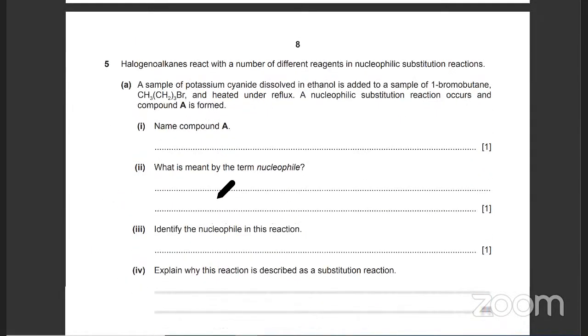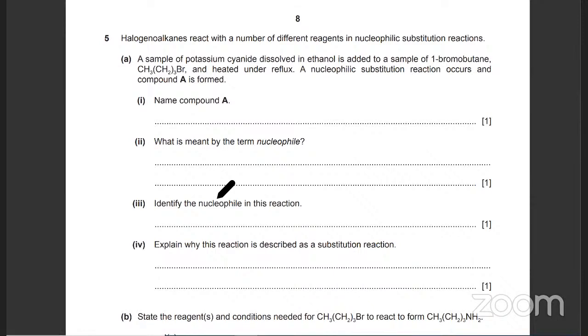Let's move to the previous question, which is this one. This looks like an organic reaction as well. It's about halogenoalkanes, which react with a number of different reactions in nucleophilic substitution reactions. A sample of potassium cyanide dissolved in ethanol is added to a sample of 1-bromobutane and heated under reflux. A nucleophilic substitution reaction occurs and compound A is formed, and you have to name compound A.